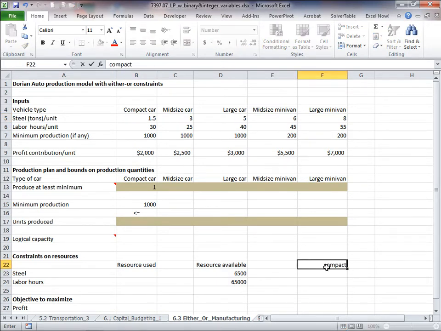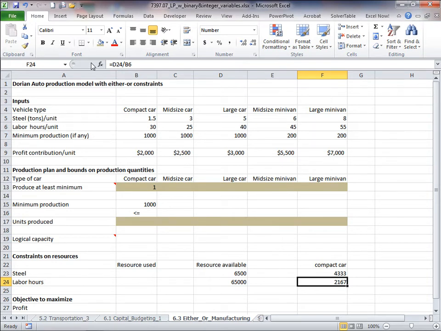then I'll just do the calculation here off to the side. Compact car. All right, if we use all of the steel, that would be 6,500 divided by 1.5 per car, right? So that says we could build 4,333 cars if we used all of the steel to build that particular type of car. But we also have a labor constraint, right? The labor constraint is 65,000, and we use 30 hours of labor. So that says we can only produce 2,167 cars using that labor.